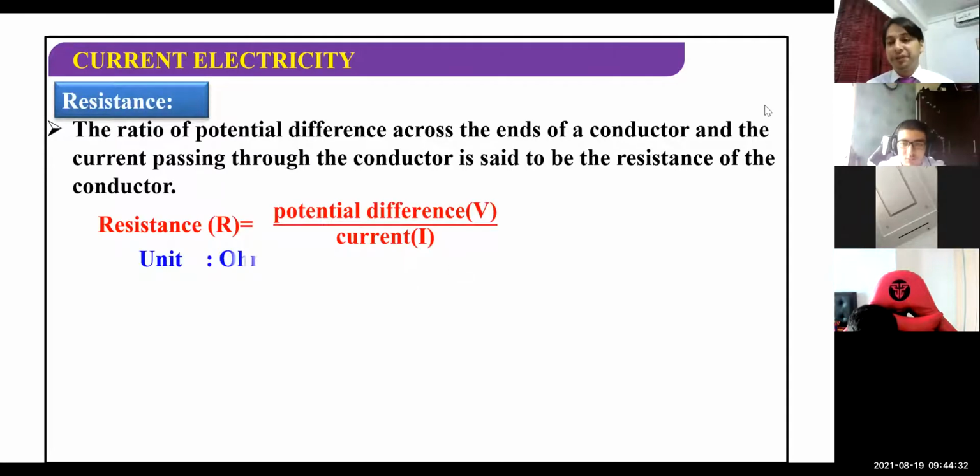Yeah, let's begin with the resistance topic. We will come back to Ohm's law, the practical part of Ohm's law, with the diagram, electrical circuit, and its data to explain how Ohm's law is valid. So now, children, the next topic is resistance.